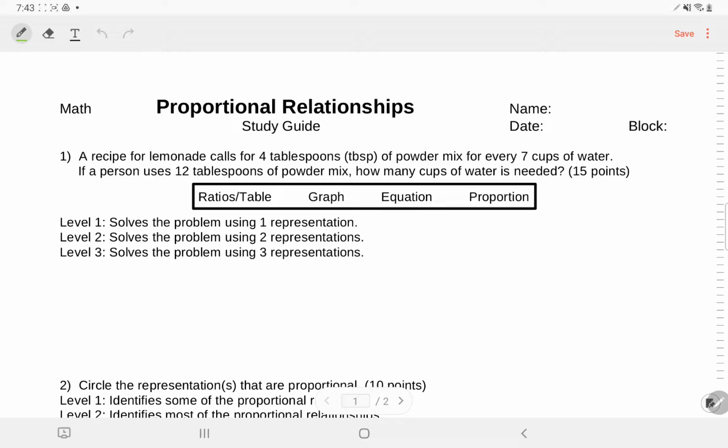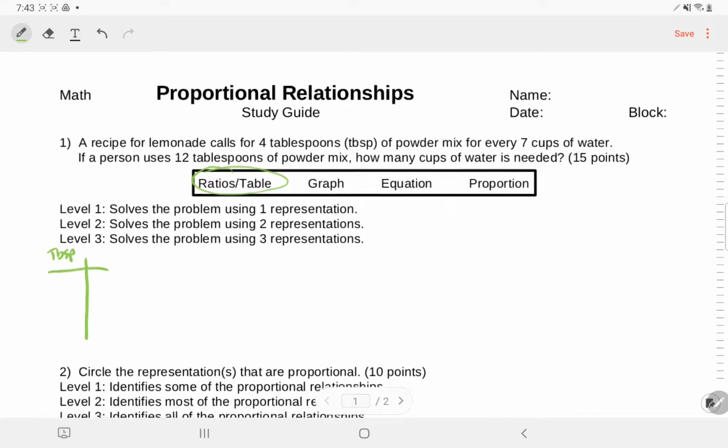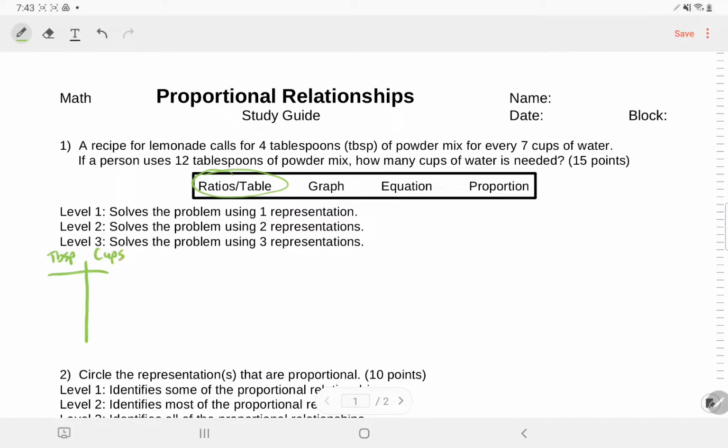So I'm going to make a table and use green, where we know that we have tablespoons and cups. And Y is cups, X is tablespoons. For every 4 tablespoons of powder mix, we have 7 cups of water. So if we want to figure out for 12 tablespoons of powder mix, then we will need to multiply that by 3. And we do the same thing to the cups. Multiply that by 3, and we get 21.